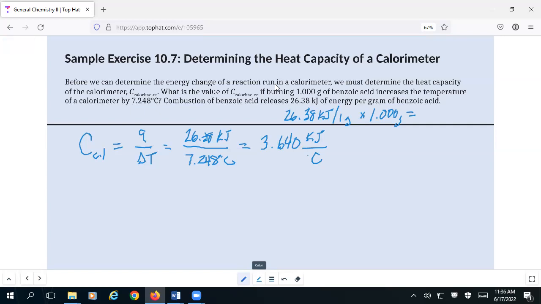So if we were to do a future experiment inside of this calorimeter, all that we would have to do is run the reaction and see how much the temperature inside the calorimeter changed. And then we would take that temperature change, multiply it by 3.64 kilojoules per Celsius, and that would give me the amount of heat associated with whatever it is that we did, which we could then convert to delta H.